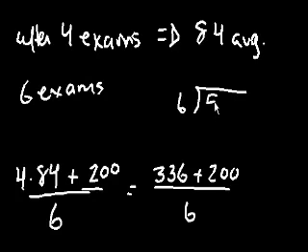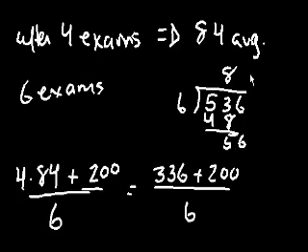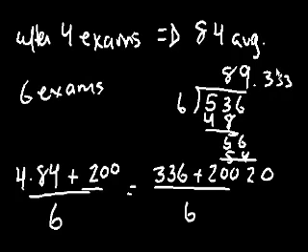6 goes into 536. I don't know if I gave myself enough space. But 6 goes into 53 8 times. 48. Then 56, 6 goes into it 9 times. 9 times 6 is 54. Minus, we get 20, and we'll see it's actually 89.333333. It goes on forever. So 89.3 repeating.